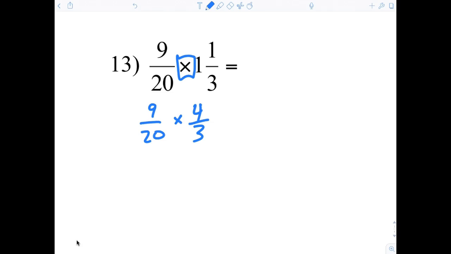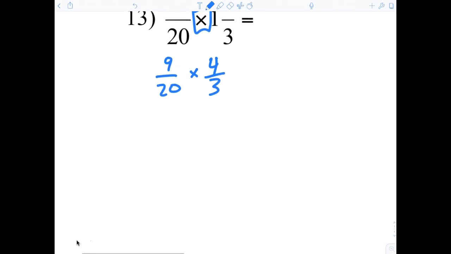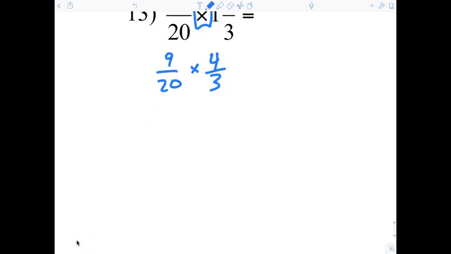Oh. Right, you just thought it was division. All right, now just go ahead and finish it right off the board. So that would be... You can reduce the 4 and 20. So the 4 would be 1, and the 20 would be 5, and then 9 would be 3, and then 3 would be 1. So that would be 3 over 5.